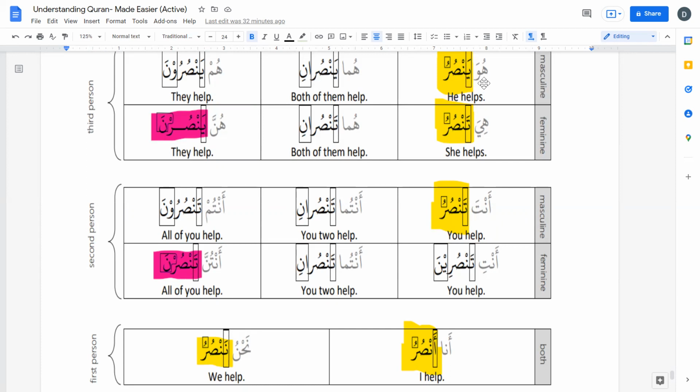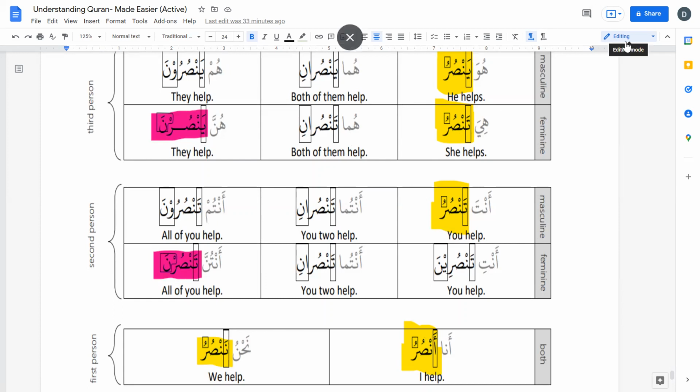So let's go through it the same way we do sarf kabir for the past tense. Let's do sarf kabir for the present tense for fi'l nasara. Huwa yansuru, huma yansurani, hum yansuruna, hiya tansuru, huma tansurani, hunna yansurna. Anta tansuru, antuma tansurani, antum tansuruna, anti tansurina, antuma tansurani, antunna tansurna, ana ansuru, nahnu nansuru. So that's how we do sarf kabir for the present tense for a particular fi'l.